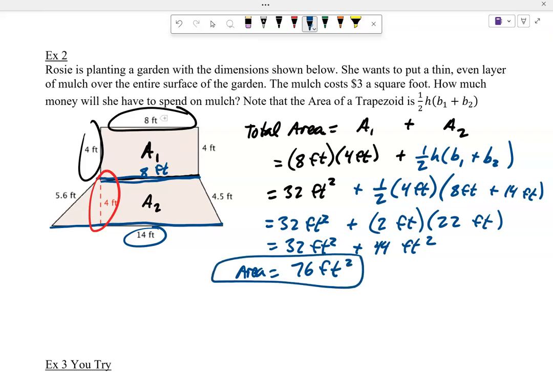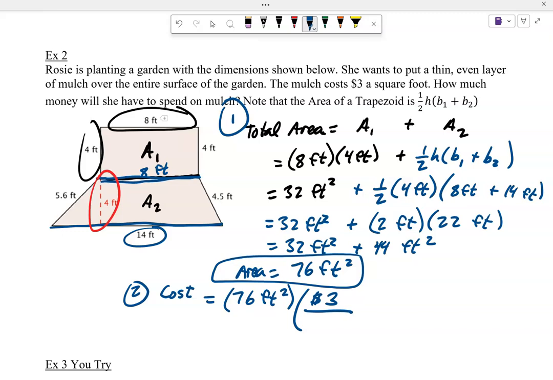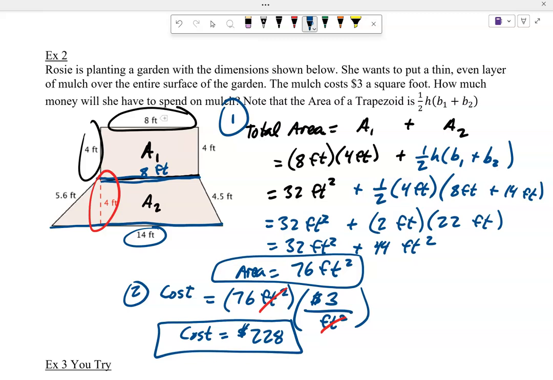So what would the cost be after I found my total area? Well, the cost is I have 76 square feet I've got to cover. And I know it's $3 per square foot. Notice my square feet cancel. So 76 times 3, which ends up being a cost. If I punch that into my calculator, I'll get $228 to cover that area in mulch.